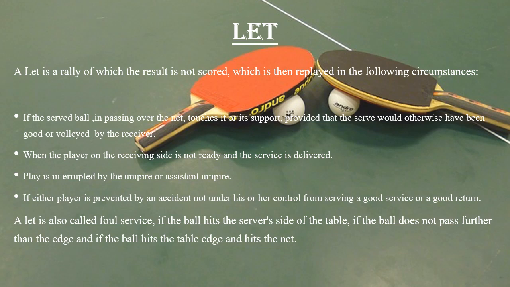When the player on the receiving side is not ready and the service is delivered, play is interrupted by the umpire or assistant umpire. If either player is prevented by an accident not under his or her control from serving a good service or a good return. A let is also called as a foul service if the ball hits the server's side of the table, if the ball does not pass further than the edge, and if the ball hits the table edge and hits the net.